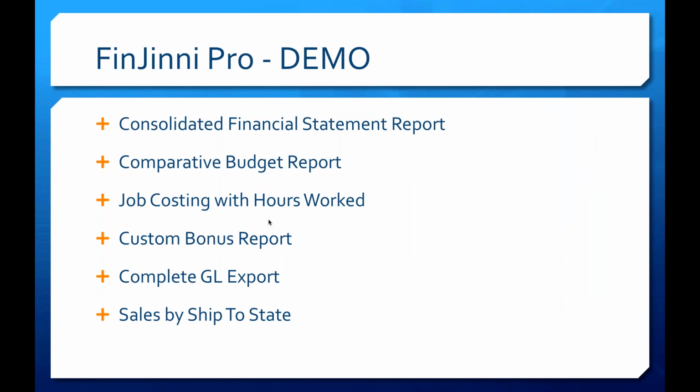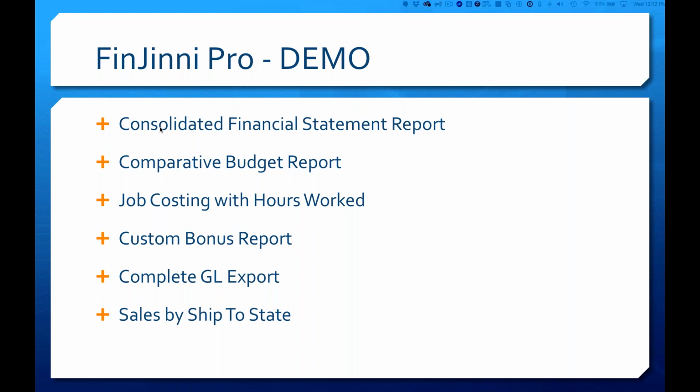Okay, Jerry. What I asked Jerry to do, and I did the exercise with him, was decide what reports would be useful to look at in FinJinni. We're going to look at a consolidated financial statement, to see how it consolidates multiple files at the same time. And again, it can even mix QuickBooks Desktop and QuickBooks Online. You can have all online, all desktop, or a mixture. We'll talk about the comparative budget, which is a common report I get where people want to see more columns on that budget.